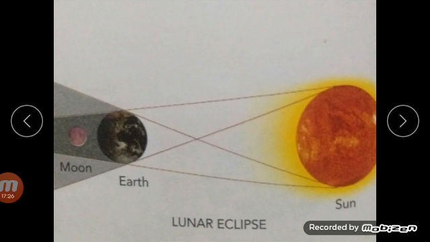In a partial lunar eclipse, only part of the moon is covered by the earth's shadow. In a total lunar eclipse, the moon is completely, as you can see here, covered by the earth's shadow. So this is the total lunar eclipse.